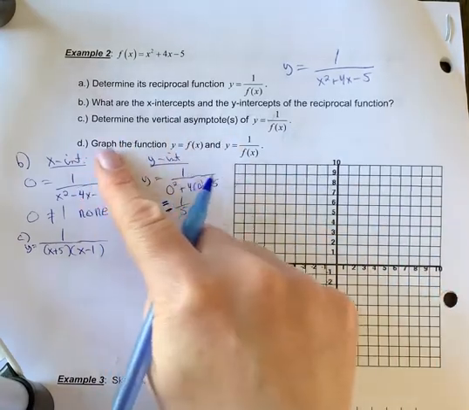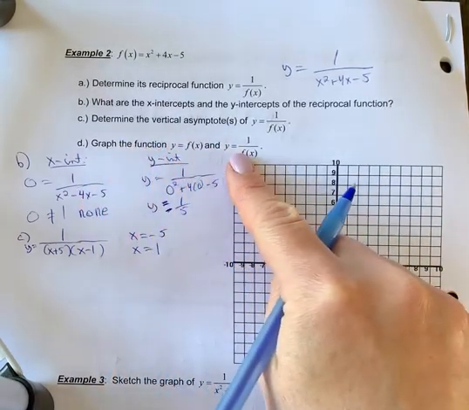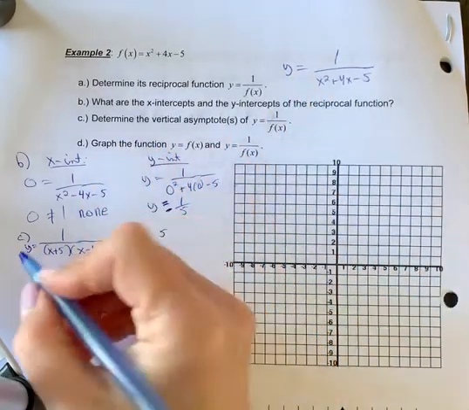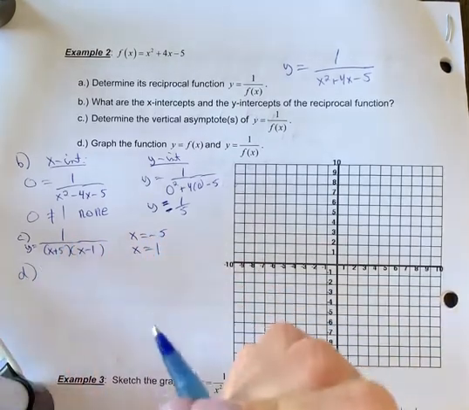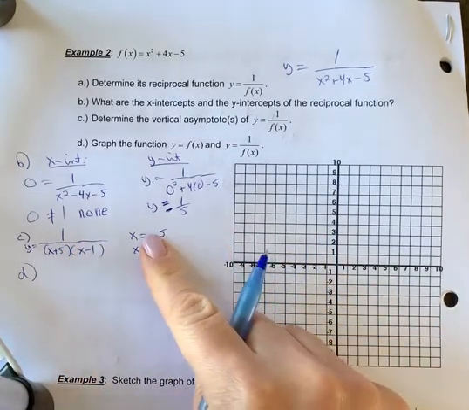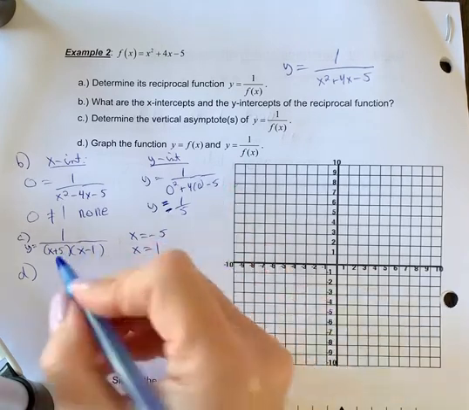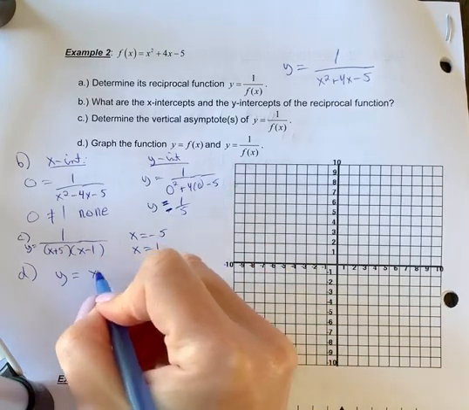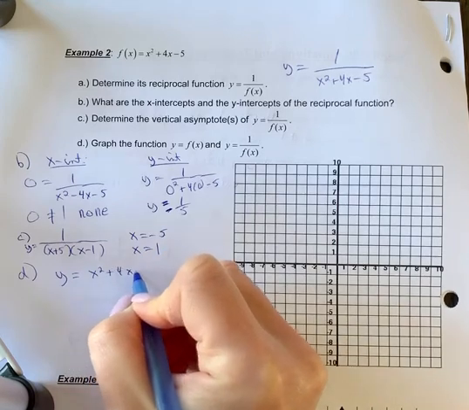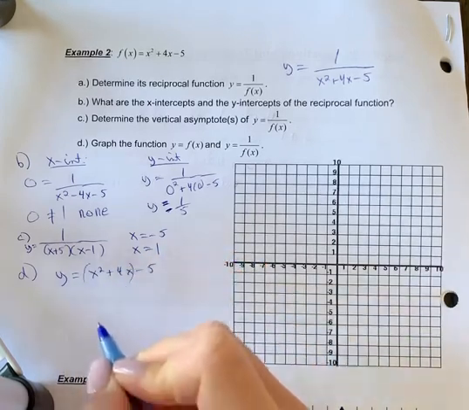All right, let's take a look at D. Graph the function y equals f of x and y equals 1 over f of x. So for D, I need to know the vertex. I actually know these can be my x-intercepts, so those are key points, but let's find the vertex of this graph. To do that, we'll write our equation down here again. You're going to want to complete the square.